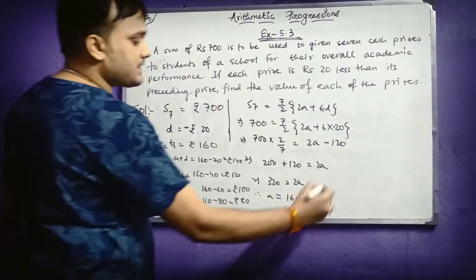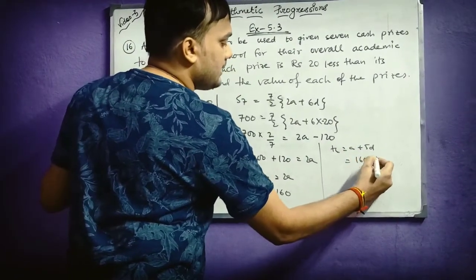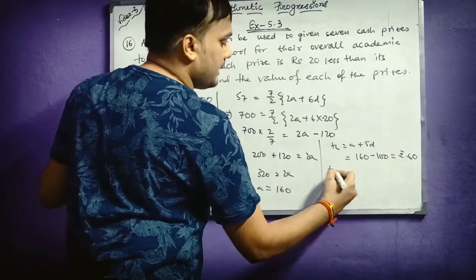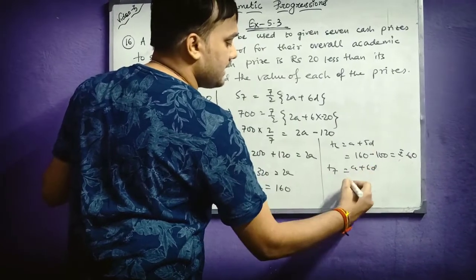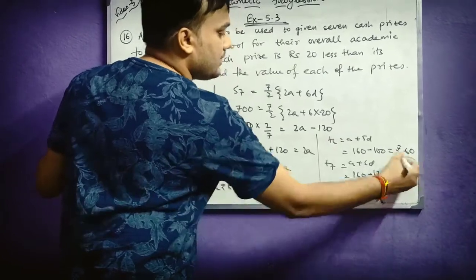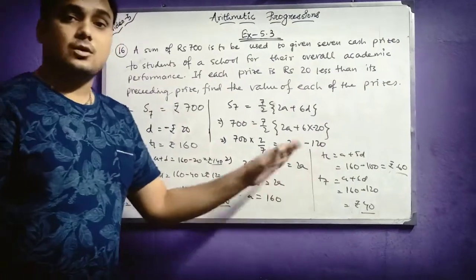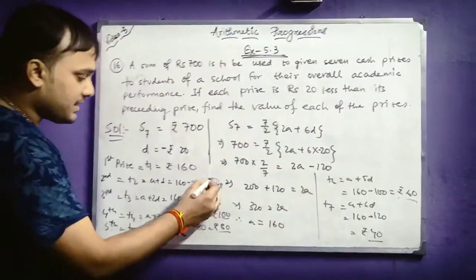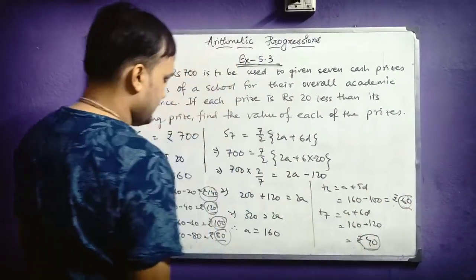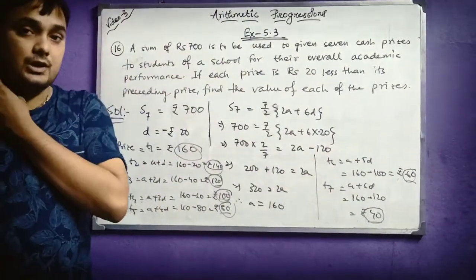So what is the sixth price? T6 is a plus 5d, that means 160 minus 5 into 20, 100, rupees 60. And the last, seventh price is a plus 6d, that means 160 minus 120, which is rupees 40. So these are the successive prices, the costs of all 7 prizes. And if you add all these numbers, you will get the sum as rupees 700. In this way you can check your answers as well.